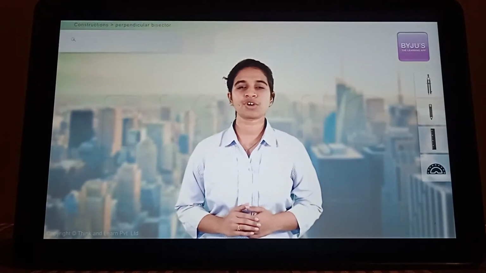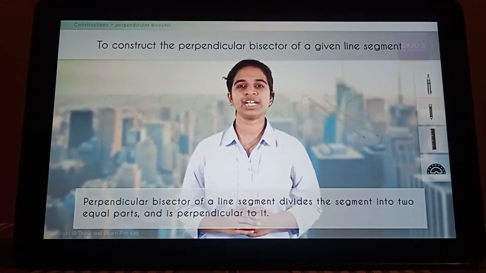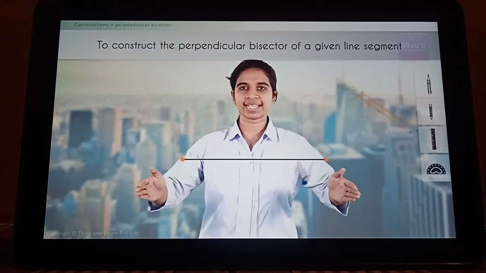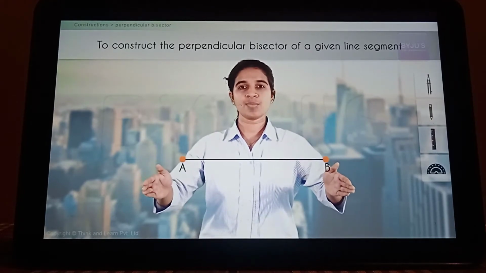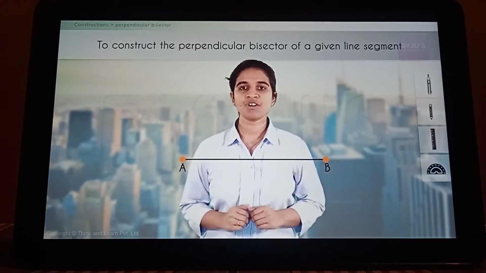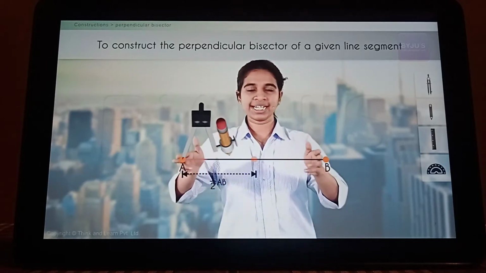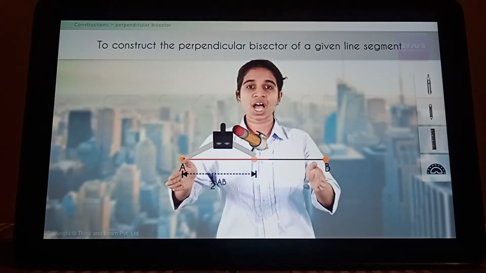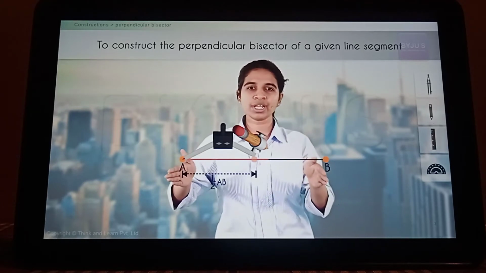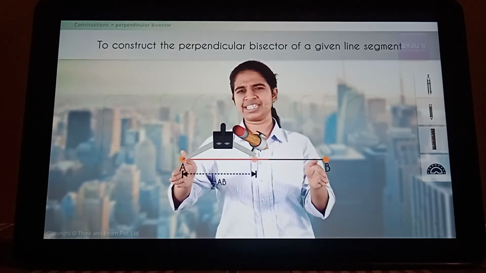Let's now see how to draw the perpendicular bisector of a given line segment. Let's say we are given line segment AB and we need to draw the perpendicular bisector. How do you draw it? Take a compass, take a distance in the compass more than half of AB. Why more than half of AB? Let's try taking less than half of AB.